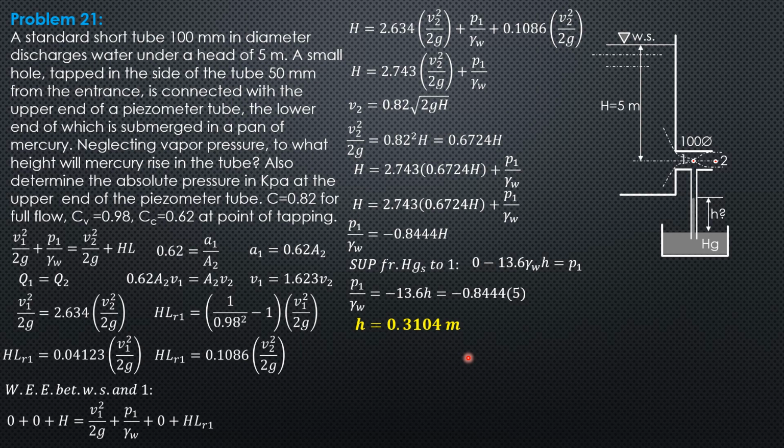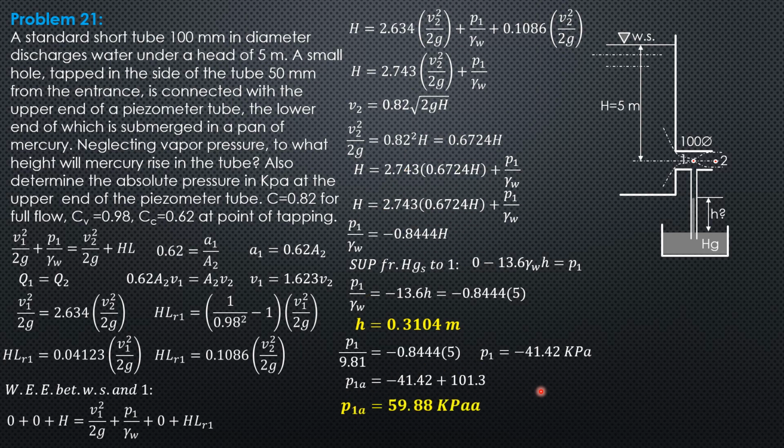Then for the absolute pressure at 1, we compute first the pressure at 1 from this equation. So P1 over 9.81 is negative 0.844 of 5. So that means P1 is negative 41.42 kilopascals. The absolute pressure at 1 is the gauge pressure, negative 41.42, plus atmospheric pressure, which is assumed to be standard, 101.3 kilopascals. So the absolute pressure at 1 is 59.88 kilopascals. So that's the solution to this problem.